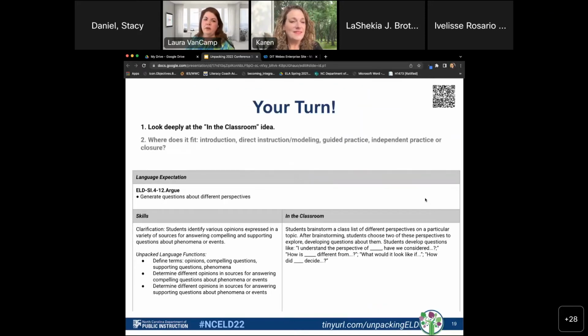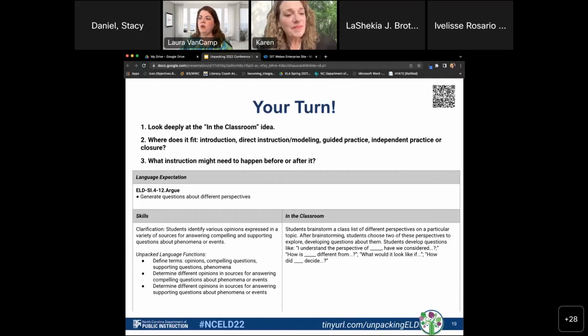And for the benefit of those that are on the phone, I'm going to go ahead and read this. Read it with me. This is the ELD standard for social and instructional language. That's what the SI stands for. The grades are grades 4 to 12, and our key language use is argue. And someone pointed out this week that you don't see a mode of expression here. It's because it's that social and instructional standard.